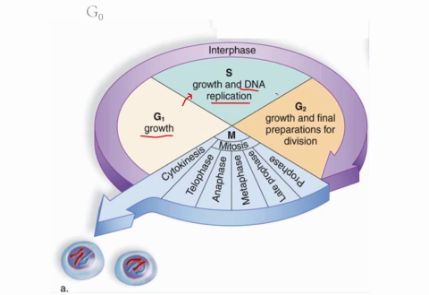Following S, the cell can move into G2. G2 is some additional growth and preparation for cell division. So then down at the bottom is cell division. And so in this diagram, this represents mitosis, or the M phase.